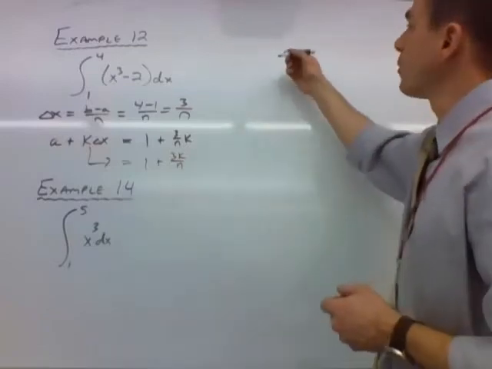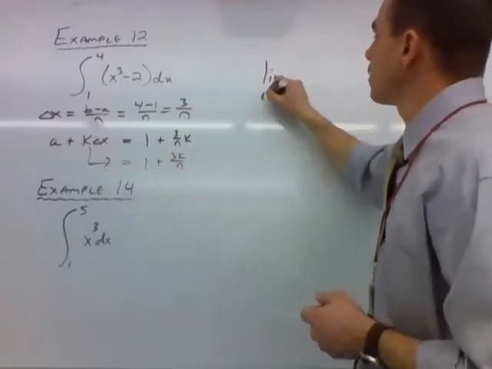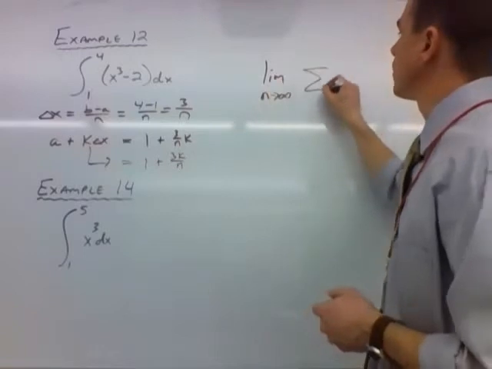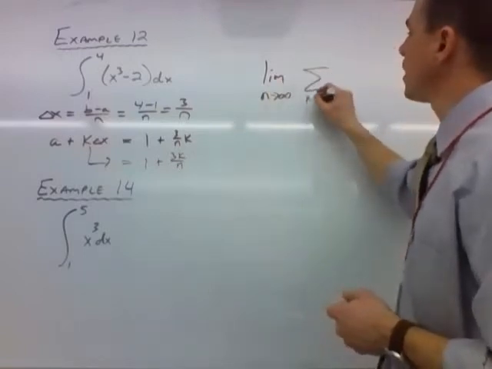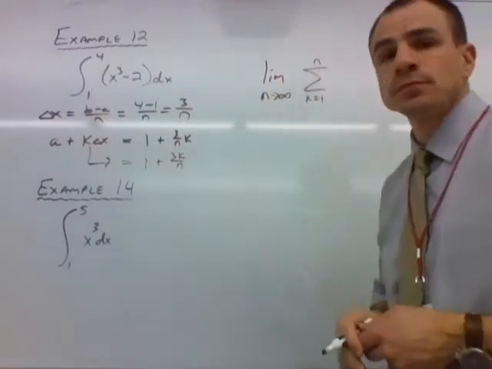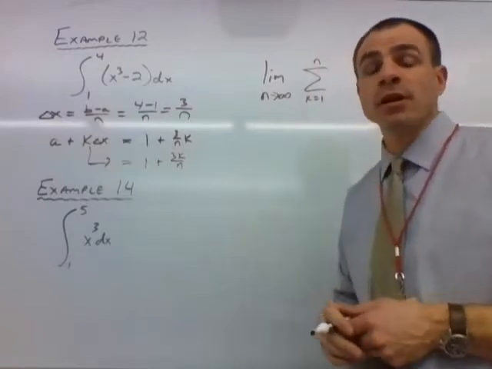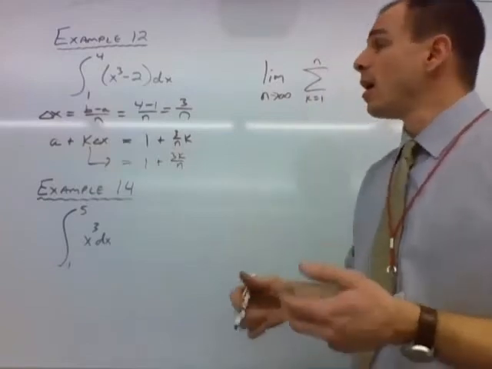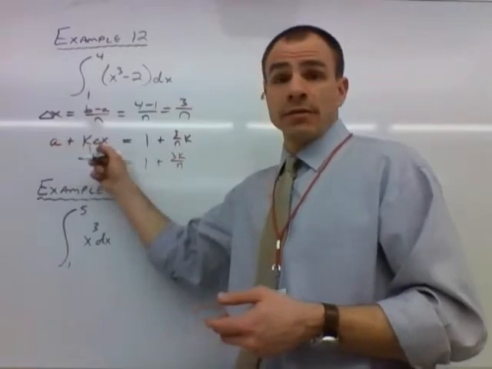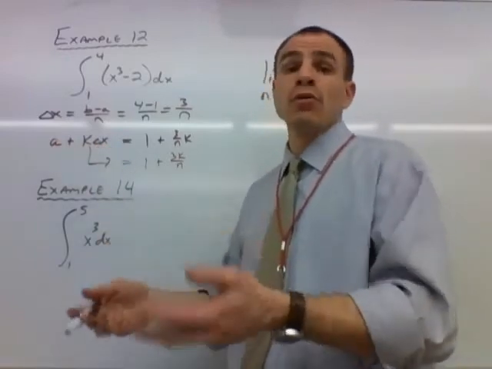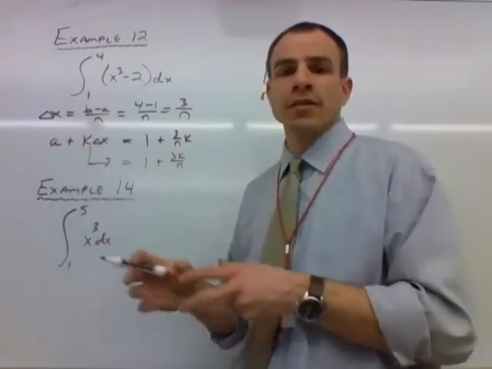So what do we have? Well, we want to make sure we have the limit as n approaches infinity, and then sigma, the sum as k goes from 1 to n. And now we have our information after it. We know it's going to be f of a plus k delta x, followed by, being multiplied by, delta x. That's our f of x dx.